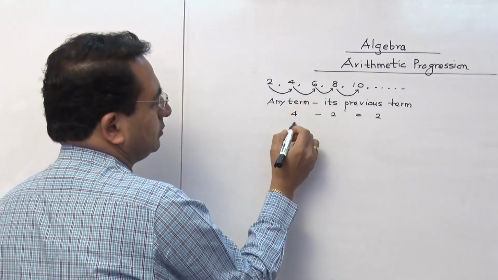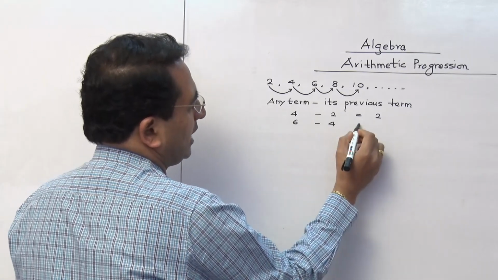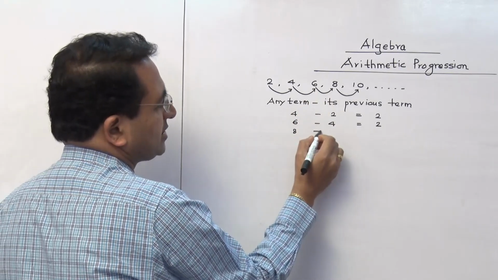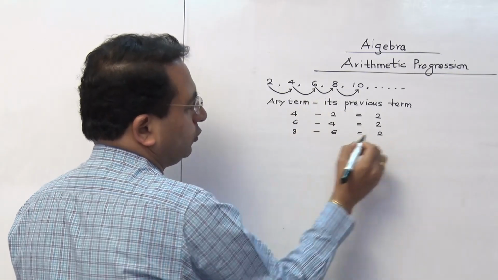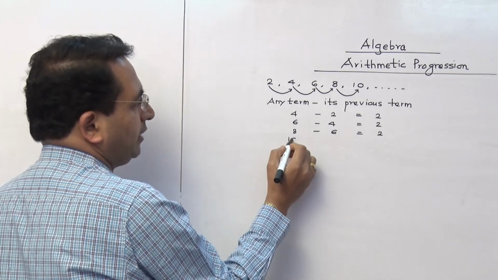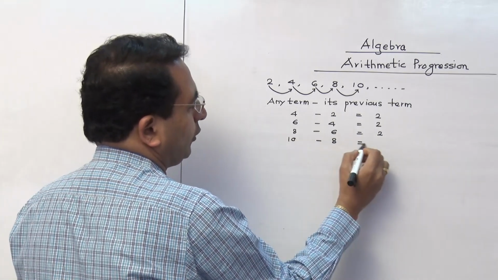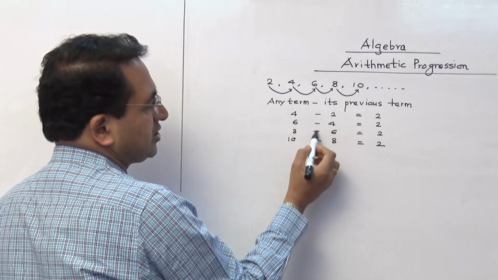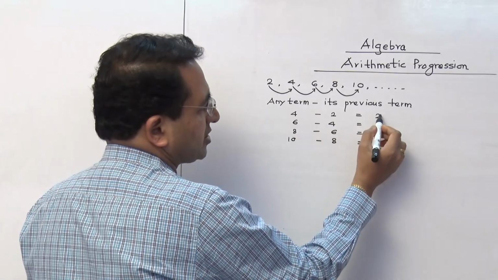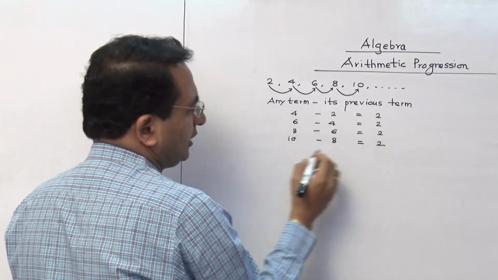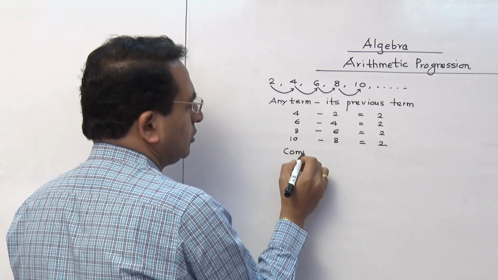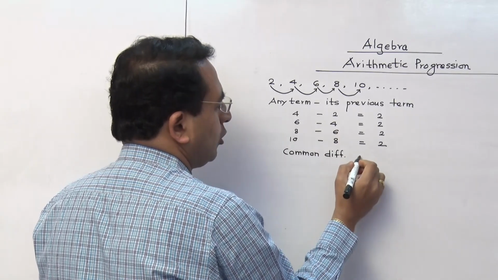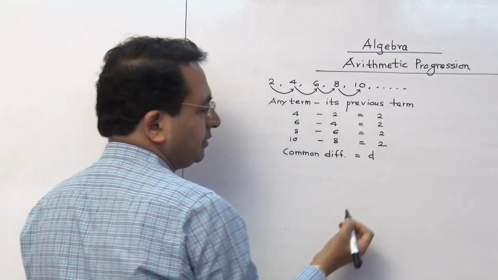Then it is 6 minus 4, the answer is going to be 2. Then 8 minus 6, you are going to get the answer 2. Similarly, 10 minus 8, we are going to get the answer 2. So we have calculated the difference and that difference is coming same throughout. That is why we call it the common difference. And that common difference is nothing but D.